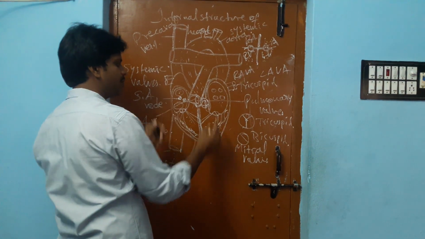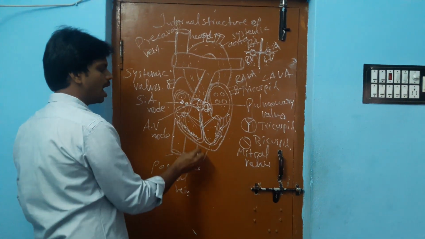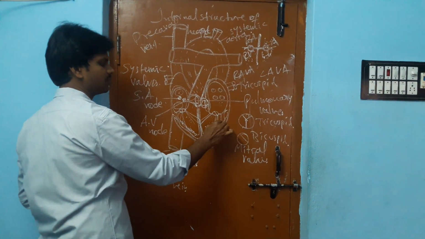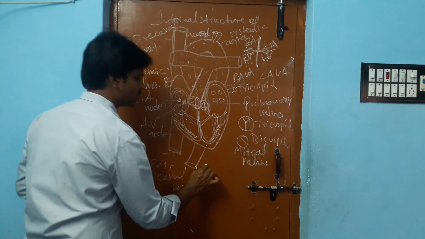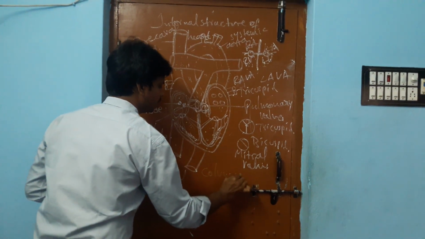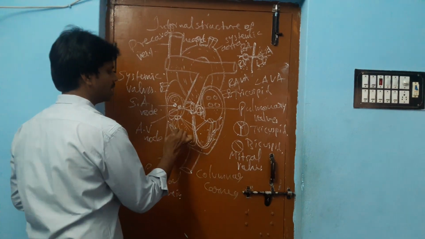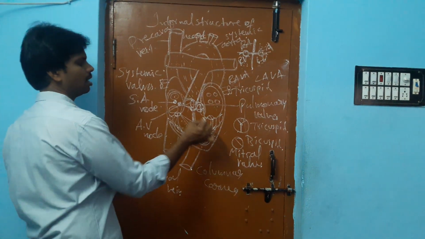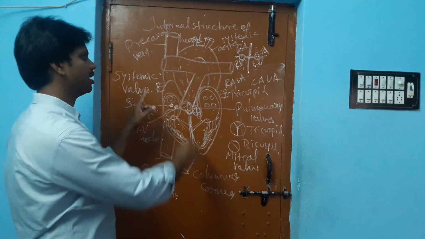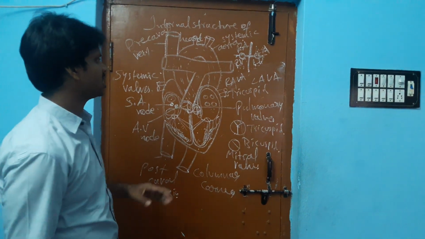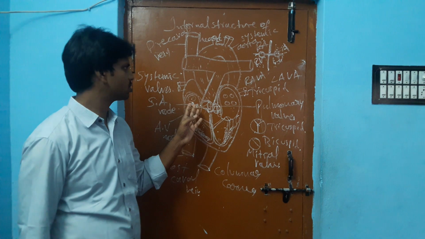These valves are held in position by connective tissues, and there are some ridges on the inner surface of the ventricles which are known as columnae carneae. At the same time, some muscles are present which are known as papillary muscles, and a pericardial membrane and pericardial fluid are present. So what are the blood vessels that are attached to the heart?